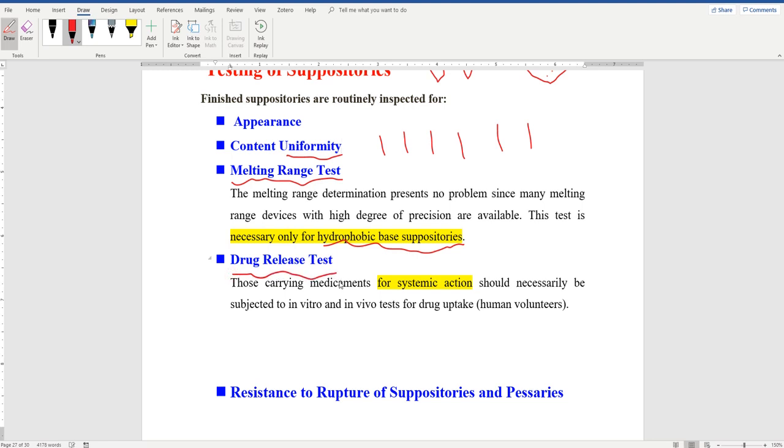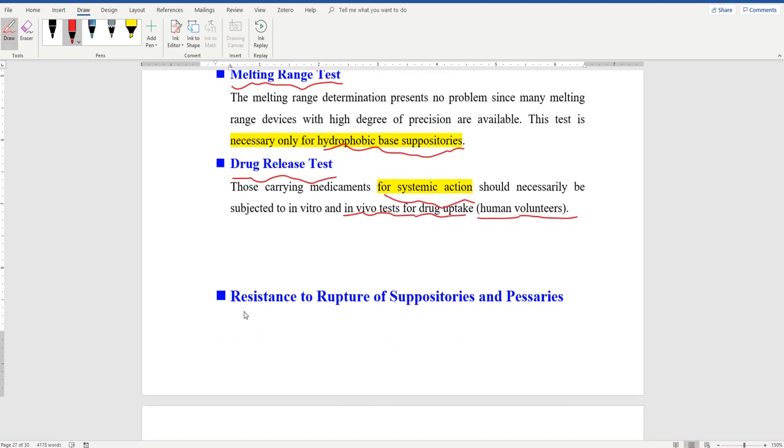Drug release: you need to make sure that the drug release from the suppository is adequate to provide systemic action, because for drugs for systemic action you need to make sure that the drug is released properly from the suppository base. Now the problem is there are some in vitro dissolution tests, but there are a lot of problems with them. That's why if you go to the pharmacopoeia, you will not actually find a certain dissolution test for suppositories. That's why the company needs to devise its own in vitro test or conduct an in vivo test, meaning they need to try it on human volunteers.